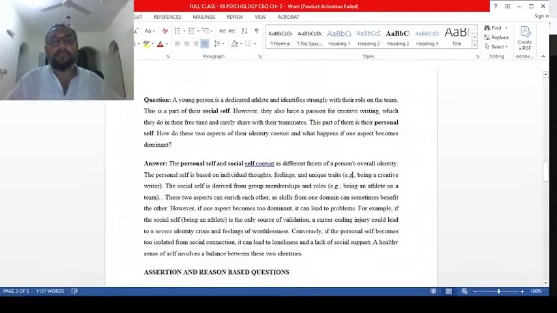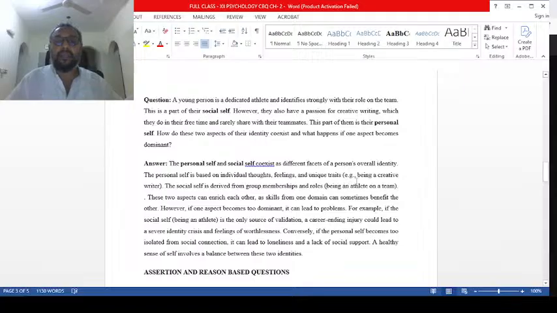However, if one aspect becomes too dominant, it can lead to problems. For example, if the social self is dominating and is the only source of validation, a career ending injury could lead to a severe identity crisis and feelings of worthlessness. Conversely, if the personal self becomes too isolated from social connection, it can lead to loneliness and lack of social support. You see here how each and everything are interconnected.